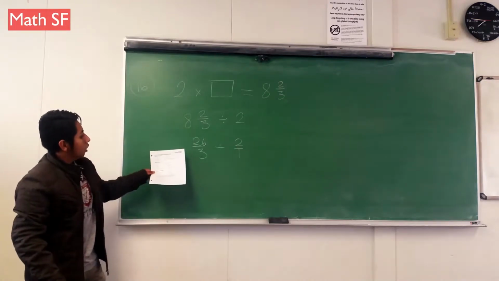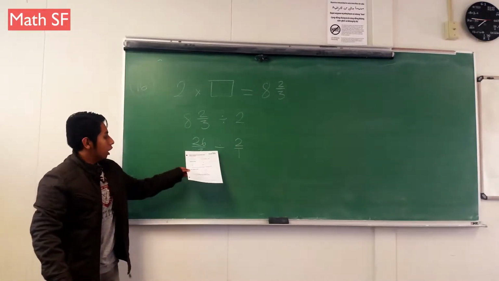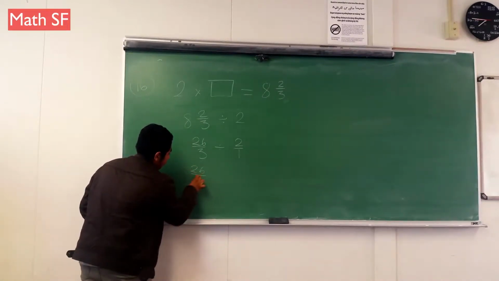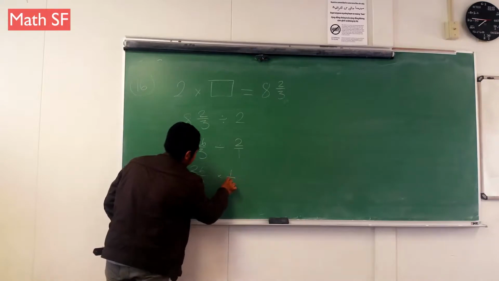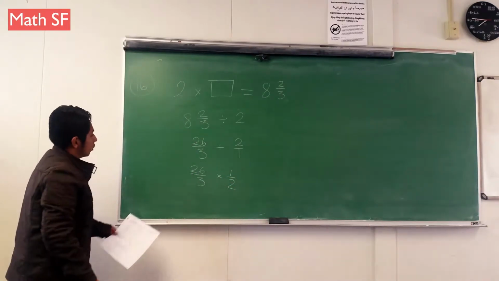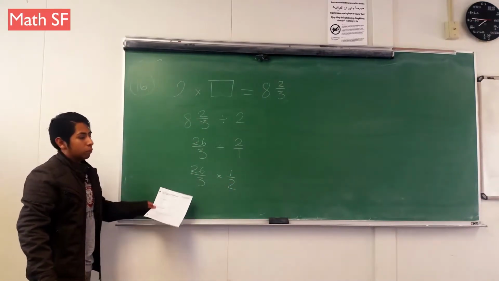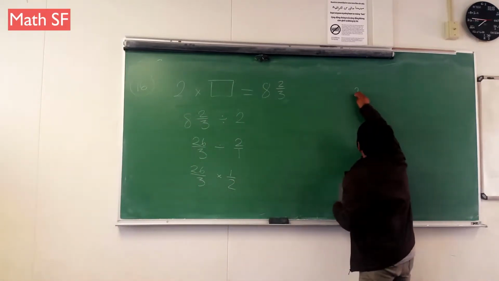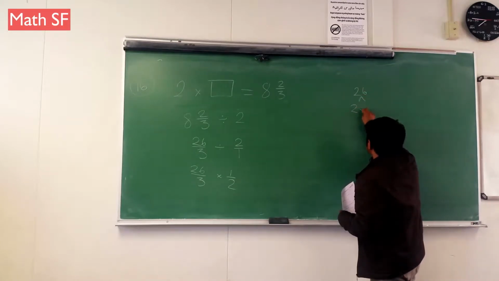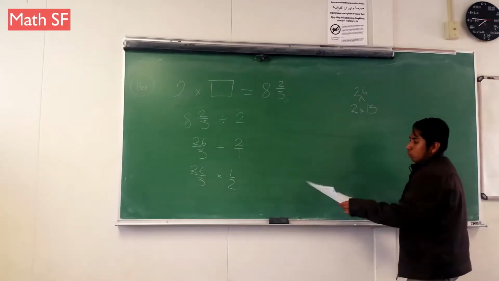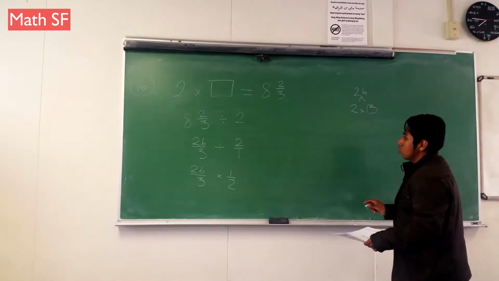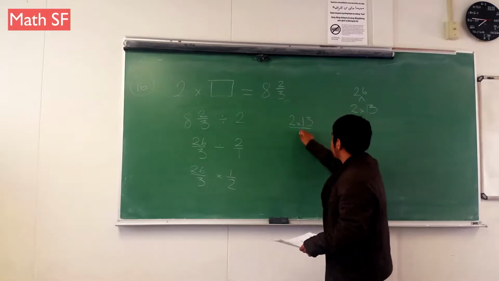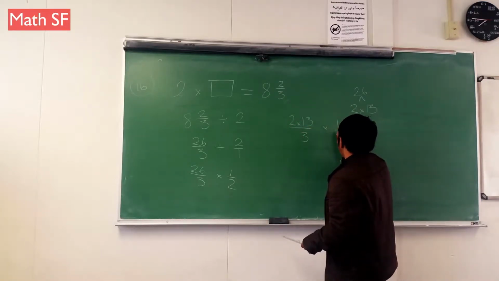So now once each of them is a fraction, I have to change this division into a multiplication statement. So 26 over 3 times 1/2. Let's break each of them into a product of prime numbers. 26, what times what gives me 26? 26 can be written as 2 times 13. So instead of writing 26, I'm going to write 2 times 13. So I'll have 2 times 13 over 3 times 1/2.